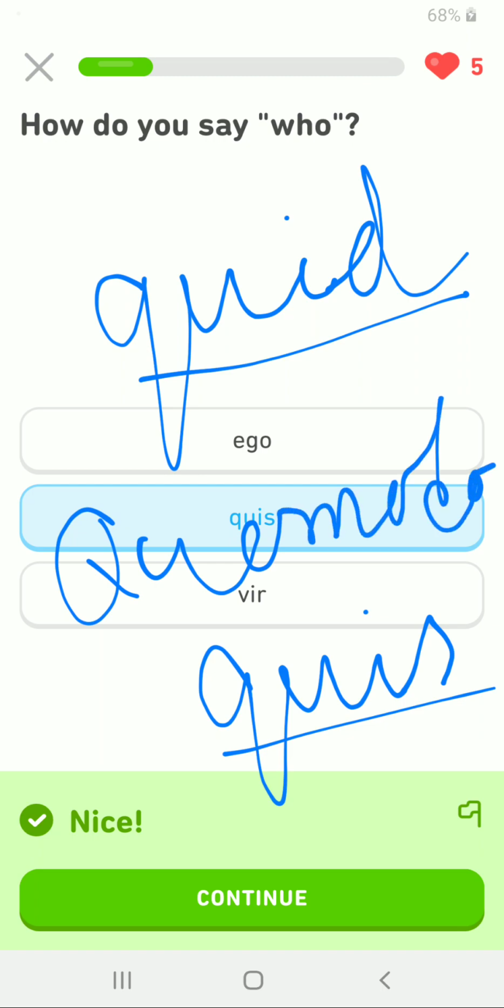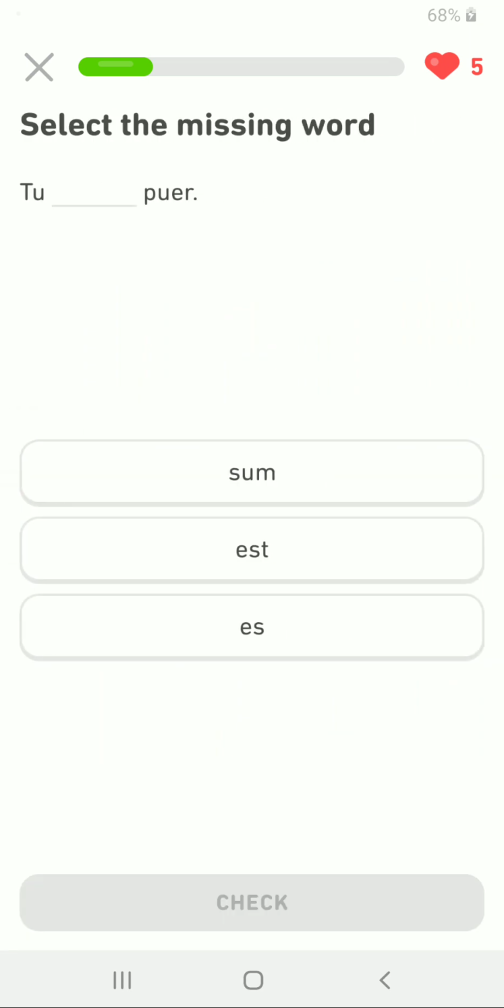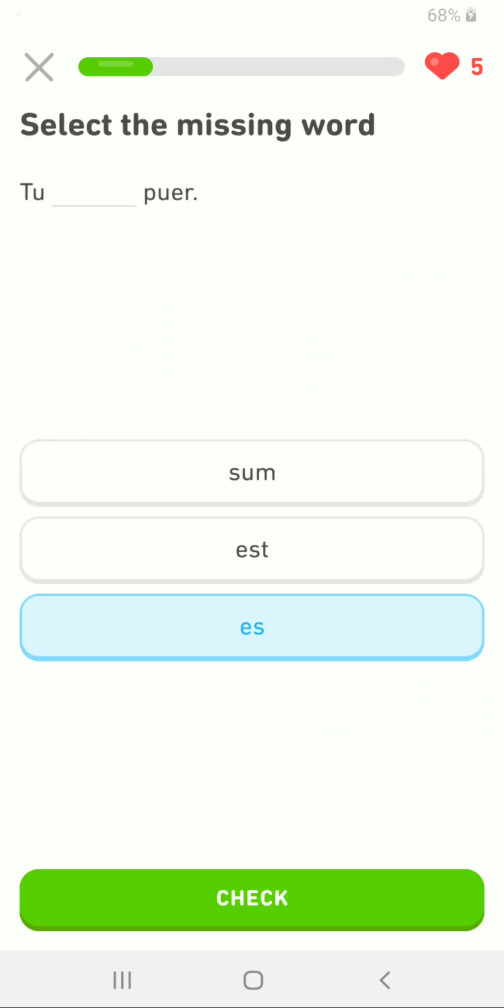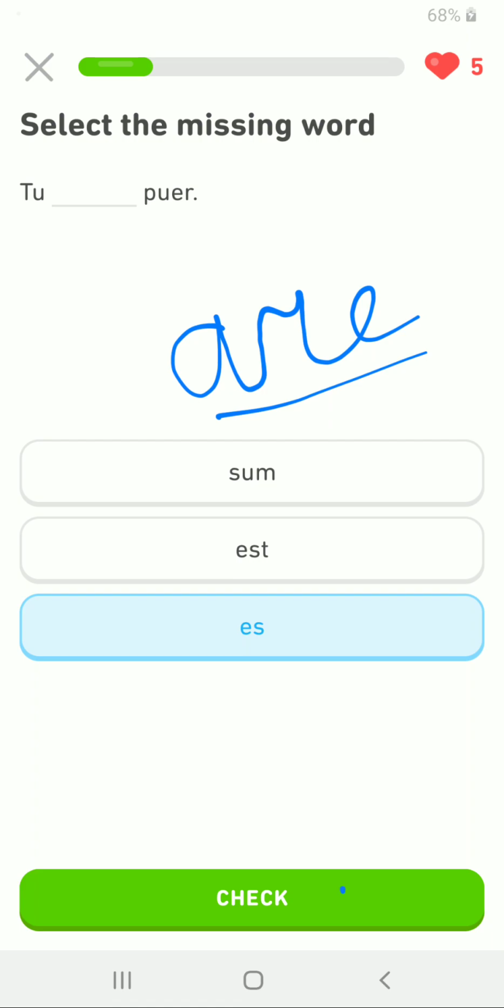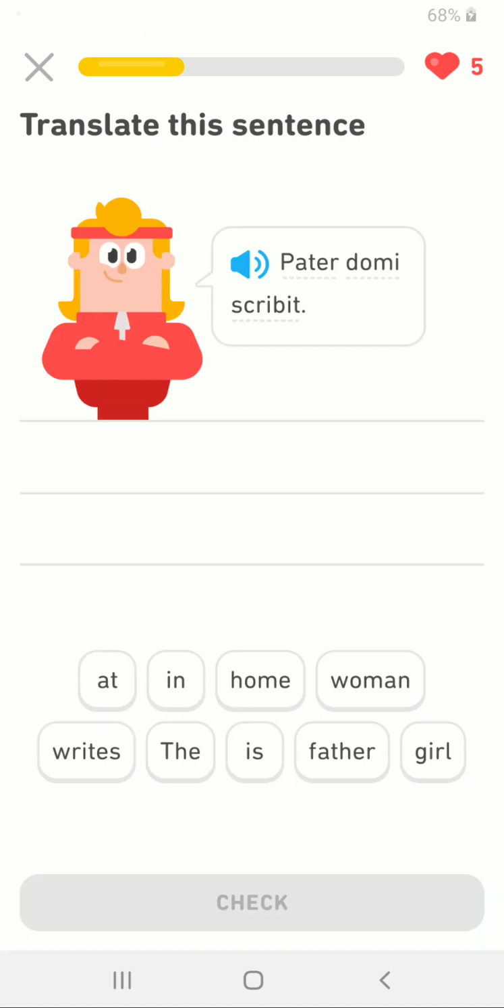Komodo is just how. So we know quite a lot. Tu es puer. So this is the verb you are, but singular. Tu es. Puer is boy. Ego is I. Ego. And pater domi scribit. Domi scribit. So this is in a locative form.